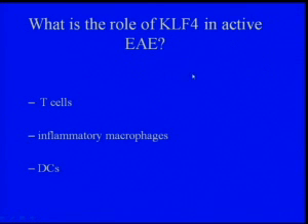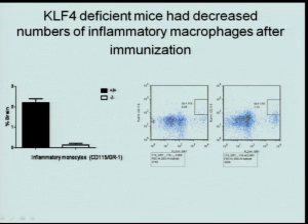So what we asked was, what's the role of KLF4 in the induction of active EAE in T cells, inflammatory monocytes, and dendritic cells? Similar to what was found in the resting state after immunizing mice, we also observed that in the brain there was a decrease in the inflammatory monocytes. After immunization, a number of these GR1 positive, CD115 positive cells migrated to the brain.